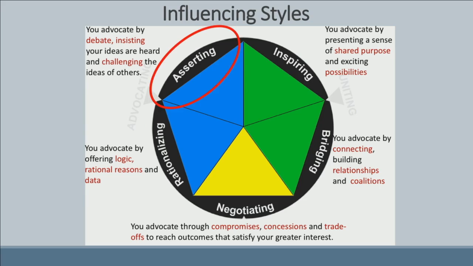Another way I can move forward with this is by asserting myself. Now, the asserting style assumes that power resides in me, in the individual. And so what I need to do is exercise my personal power to push my view, my idea, my desire out to you and to push it, frankly, upon you. So I advocate, I debate, I insist, I challenge, I push my ideas or beliefs out on you, the group, or the system. And so I can assert to influence you.